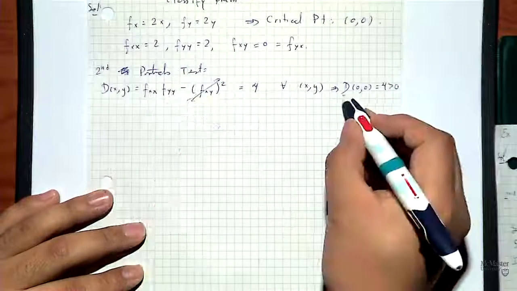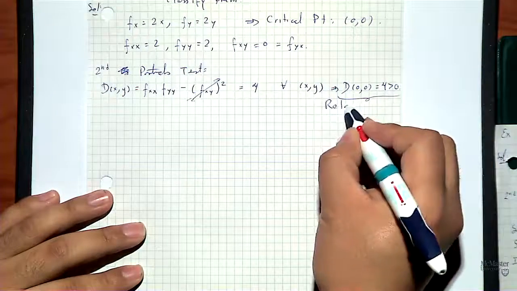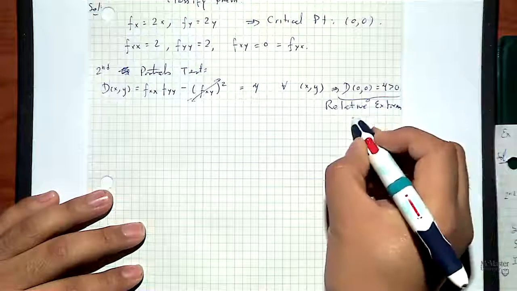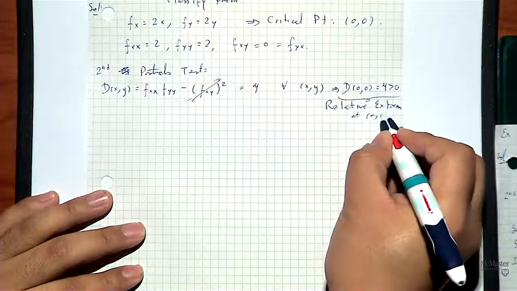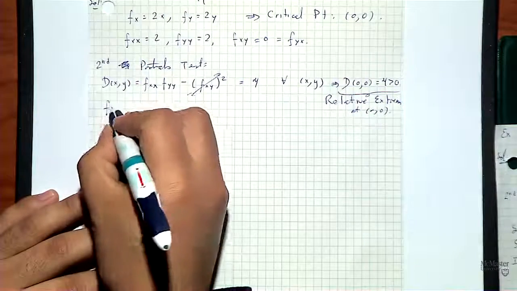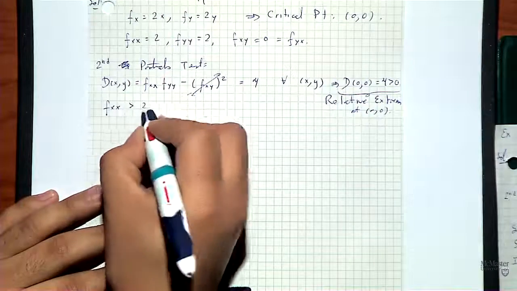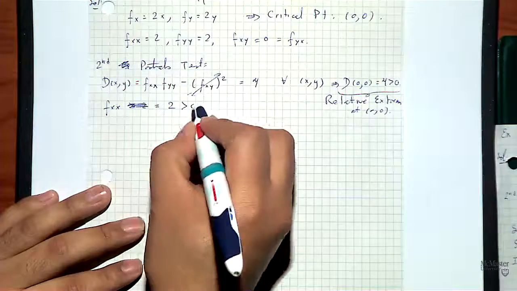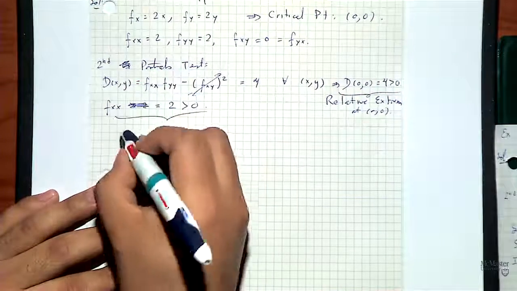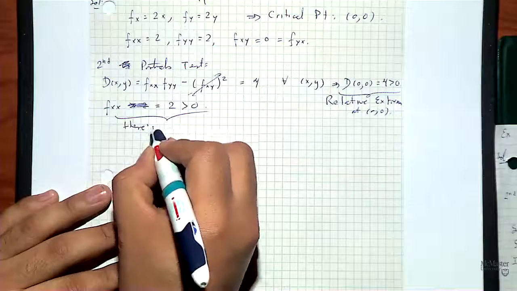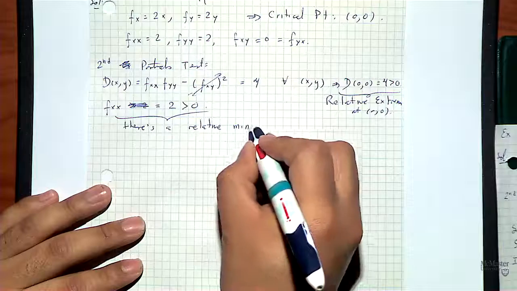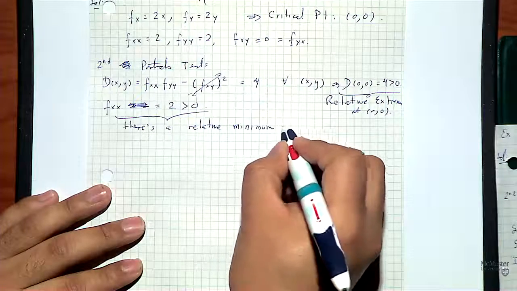So we have a relative extremum at the origin. Now, what we know is that f_xx is equal to 2, which is greater than 0. And so that means that there is a relative minimum at the origin.